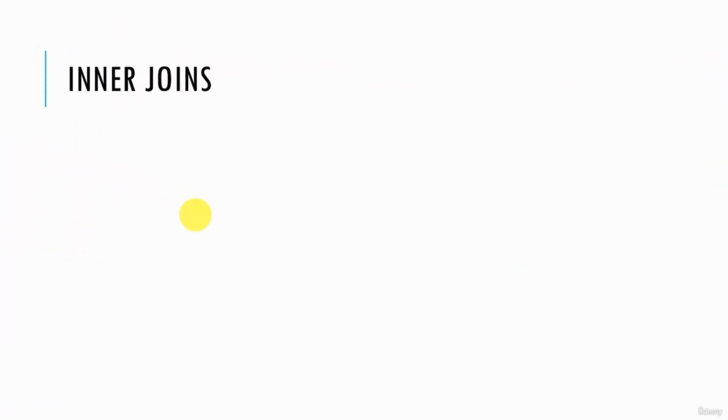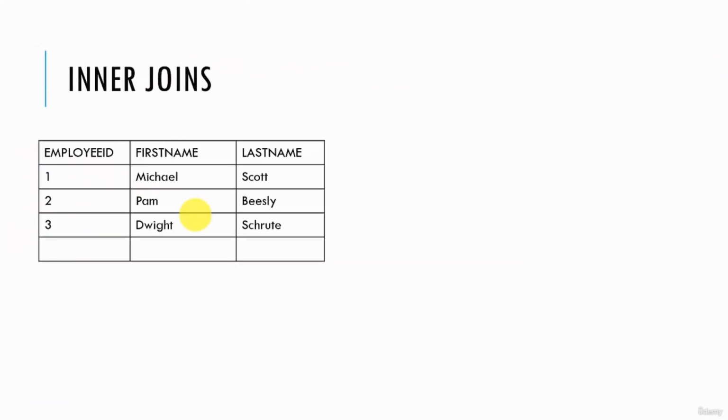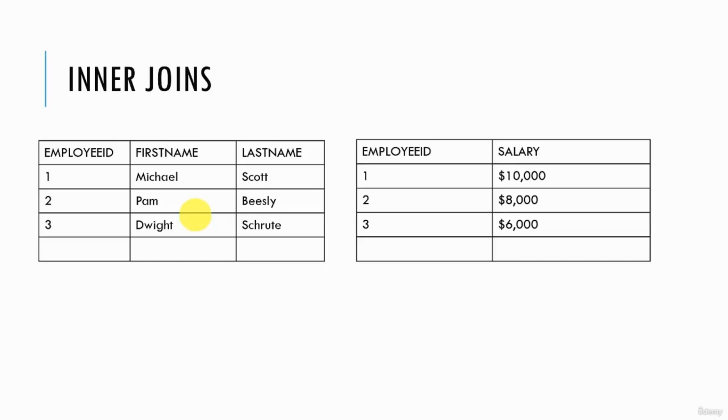Okay, inner join. Let's assume you have a table which is pretty simple. You have an employee ID column, the first name and the last name. Pretty simple table. But you have a second table which just stores the salary of employees, right? So it has an employee ID and a salary.